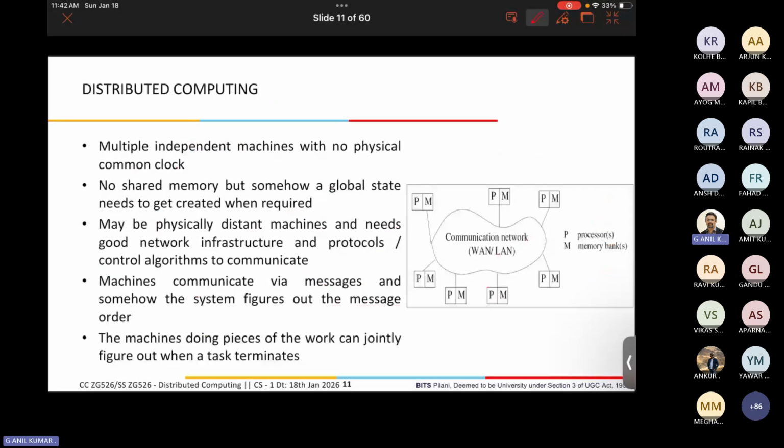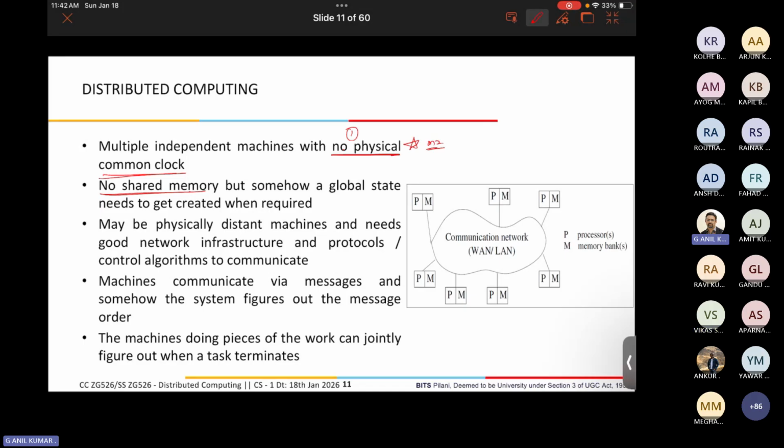Same thing: multiple independent machines with no physical common clock. This is another important factor which we'll be discussing in module 2, in the next sessions. No physical common clock, just keep that in mind. We'll discuss that later. First point, no physical clock. Do you think all machines have the same clock timing? Yes or no? No. They drift by a fraction of a second, which is not good for distributed computing. We'll speak about that. We have a separate module for that.